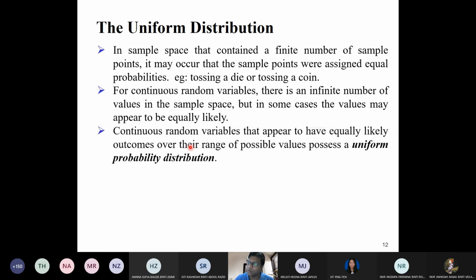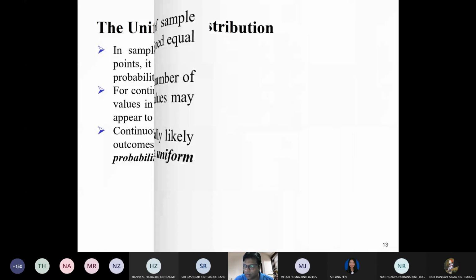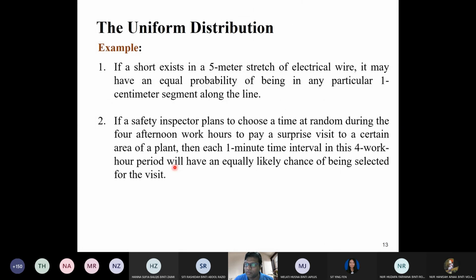A continuous random variable can also have equally likely outcomes over the range of possible values, which produces a uniform probability distribution. Uniform probability distribution means that the class step size would be the same. For example, look at these two examples. How are we going to differentiate that? If a short exists in a 5 meter stretch of electrical wire, it may have an equal probability of being in any particular 1 centimeter segment along the line.